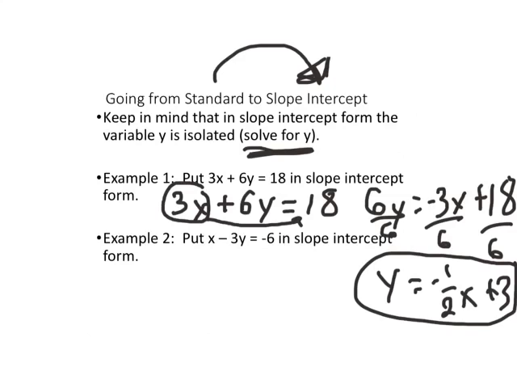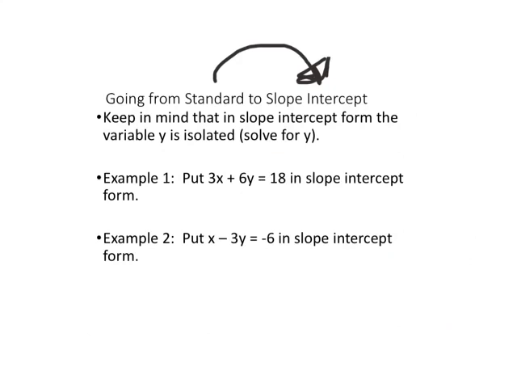So let's review my steps there. Step 1 was to take the x term and move it over. When it changes sides, it changes signs. Step 2 was to divide to isolate the variable y. So as you can tell here, I have the equation in slope-intercept form. Y equals negative 1/2 x plus 3.